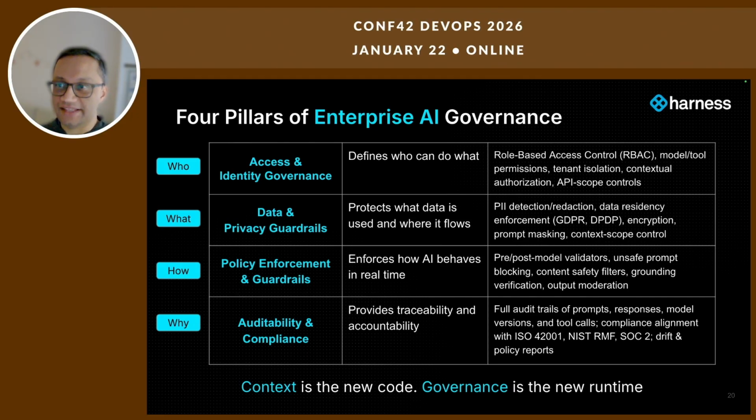For everything that AI does, you need to audit it, you need to tag it. So for example, if an AI creates a pipeline, you should tag it as an AI-generated pipeline so that your compliance team can figure out what was AI generated and what was not AI generated. So again, a different code this time. Context is the new code and governance is its new runtime.